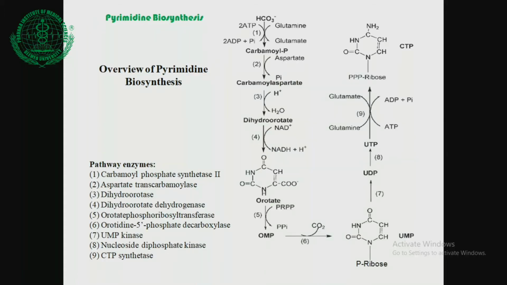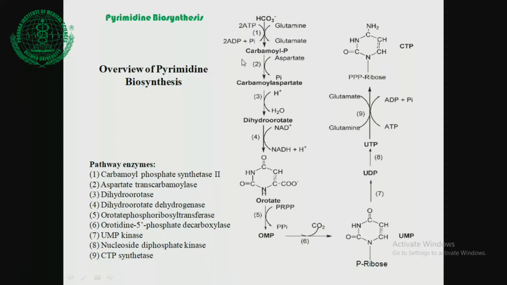Let's have an overview on pyrimidine biosynthesis. The pathway begins with incorporation of bicarbonate, a couple of ATPs, and the amino acid glutamine. All they incorporate and give a product called carbamoyl phosphate. This step is mediated by enzyme called carbamoyl phosphate synthetase 2. This is a cytosolic enzyme that gives a product called carbamoyl phosphate.